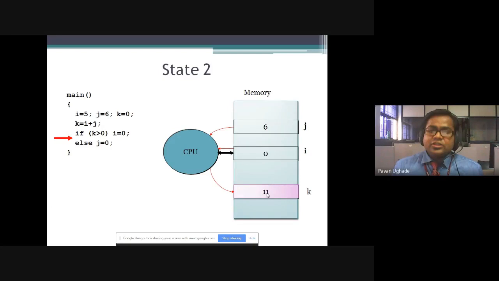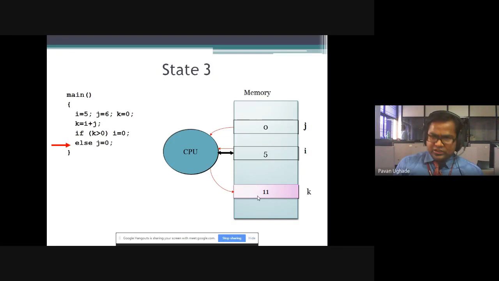Now here is the computation part. If we have read this line, if k is greater than 0, i equals 0. What was k's value? K is holding 11, and now i becomes 0 because the condition is true. Else, consider this, else j equals 0. So for timing, let's assume it is making the j value become 0.